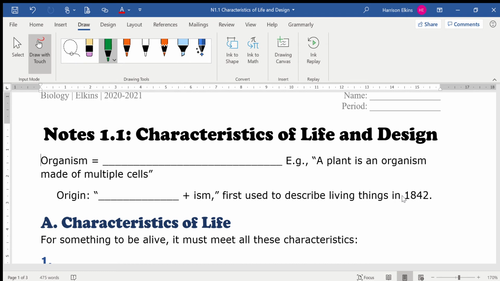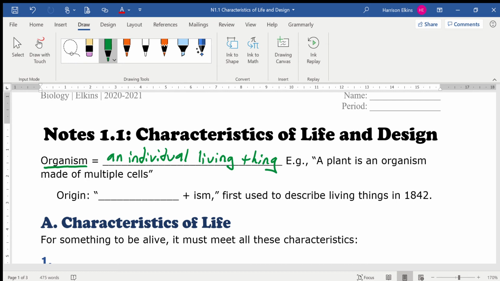Okay, so there's several different characteristics that describe all living things, and so we're going to name what those are. So an organism is an important word that we need to know, and we're going to define here. So basically, an organism means any individual living thing, and you can fill this out as you go along in your notes. So, for instance, a plant is an organism made of multiple cells. You would just say an organism. So anything, and it covers animals, plants, bacteria, mushrooms, fungi, anything that's living, you can say it's an organism.